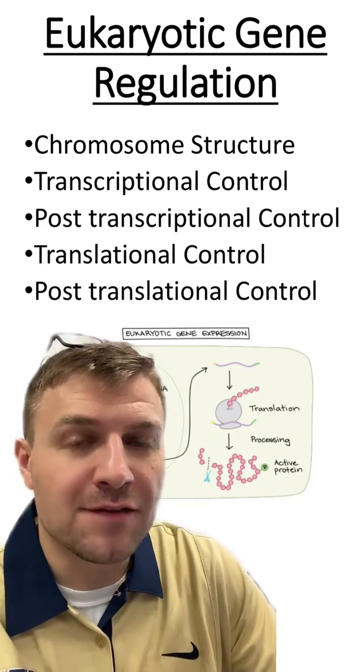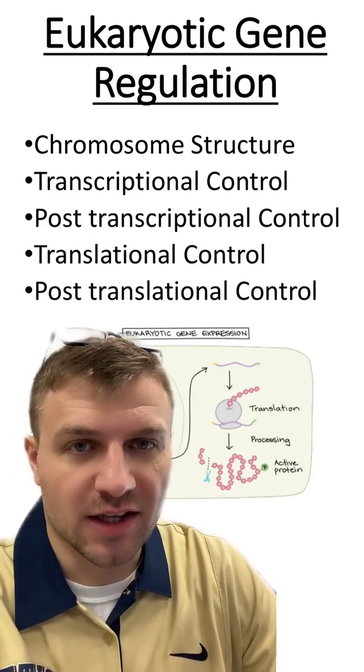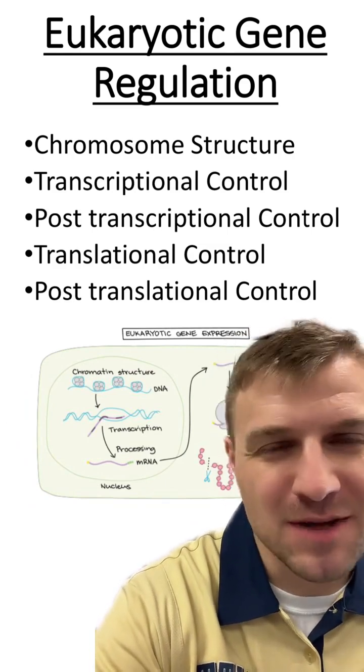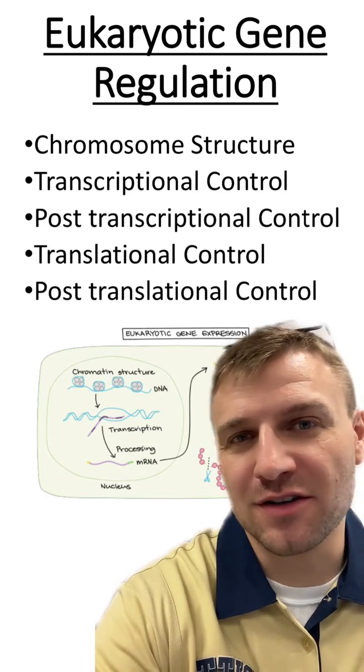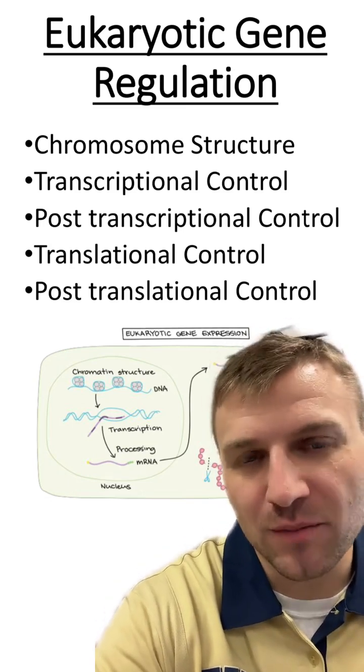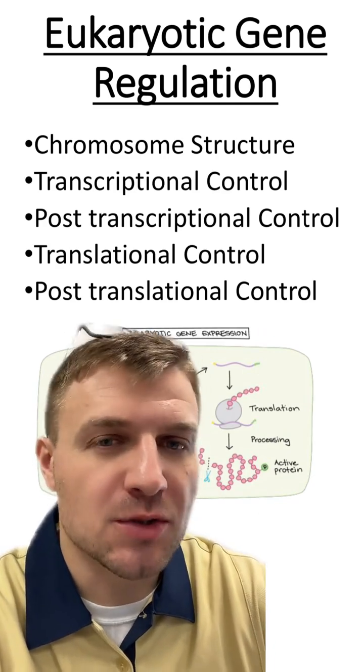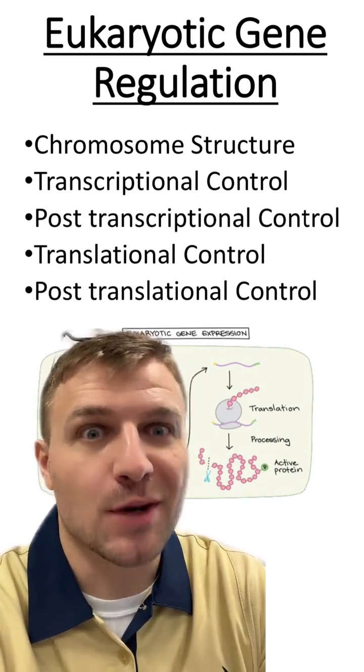Let's review the 5 different types of eukaryotic gene regulation. These are some pretty difficult concepts to wrap your head around, and for AP Biology, I really only have the students understand generally what's going on at each level. The 5 main types of gene regulation that we're going to talk about are chromosome, transcriptional, post-transcriptional, translational, and post-translational.